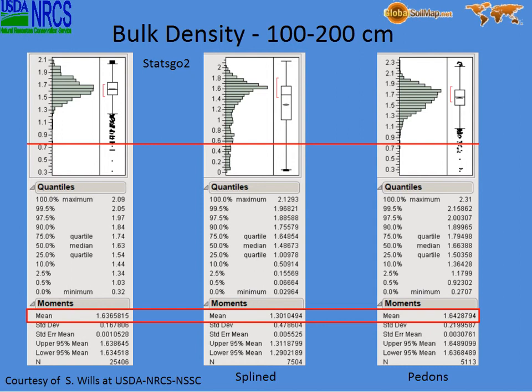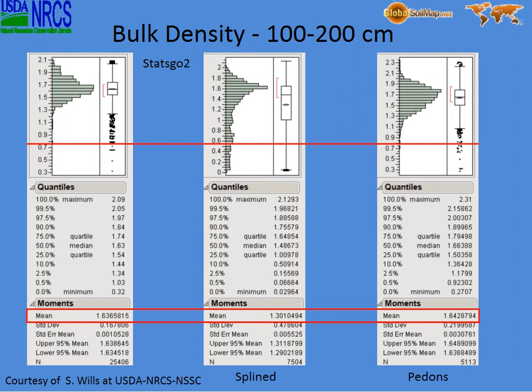The figure to the right shows the same statistics for the paired pedons, and it is obvious that the statistics are comparable with the unsplined ones, represented by the figure to the left. So the tail is an artifact of the spline. So as I said, spline is not perfect, it's just a tool, and we have to be careful when we use it as far as the assumptions it makes.